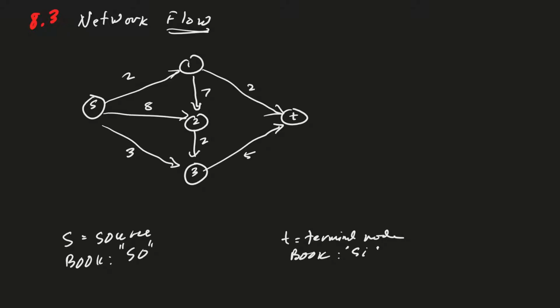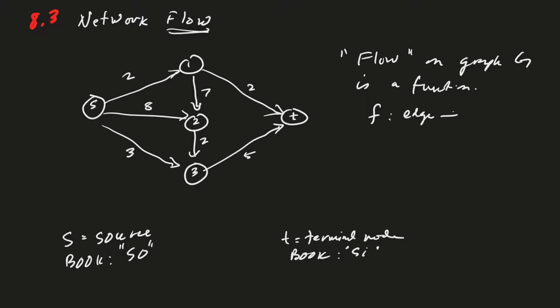Now, we're going to think of a flow on the graph as a function. And the idea is the function is going to take in an edge and produce a number. So it takes in an edge, and then it outputs a number f sub e, and that's how much of the capacity we're using on the edge.